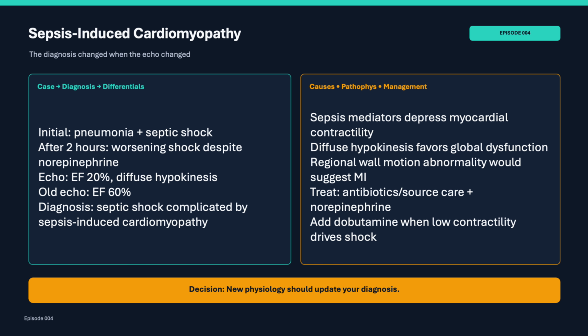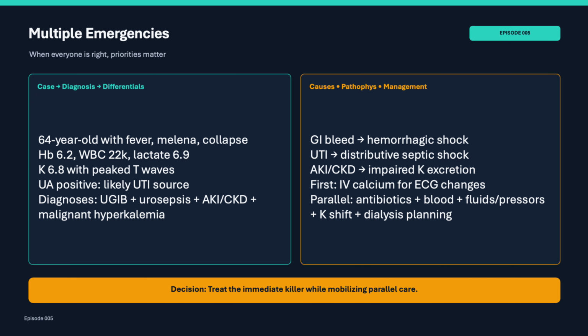The key decision was: new physiology should update the diagnosis. The initial diagnosis of septic shock was not necessarily wrong. It had become incomplete. Our fifth case was a 64-year-old man presenting with fever, melena, weakness, dizziness, and collapse. He had chronic kidney disease stage 4, diabetes, and ischemic cardiomyopathy.